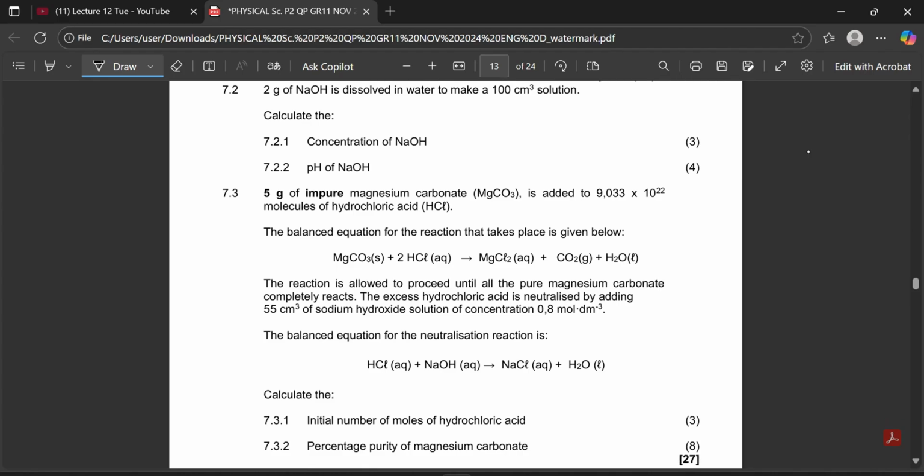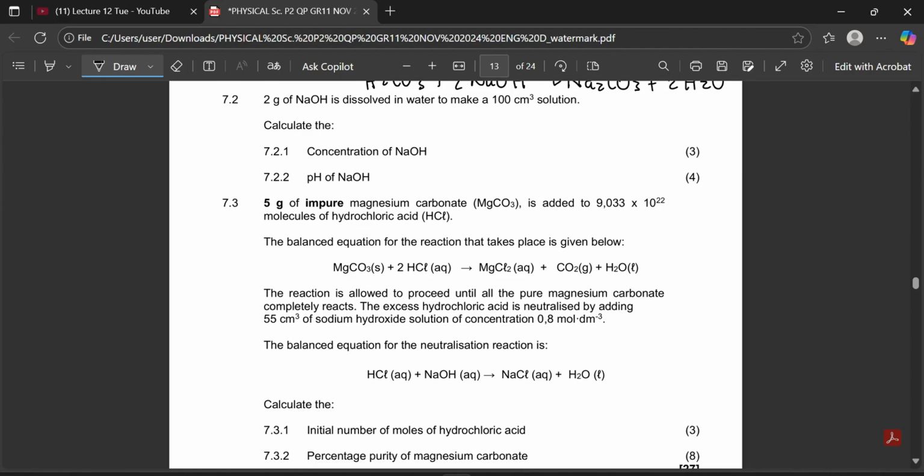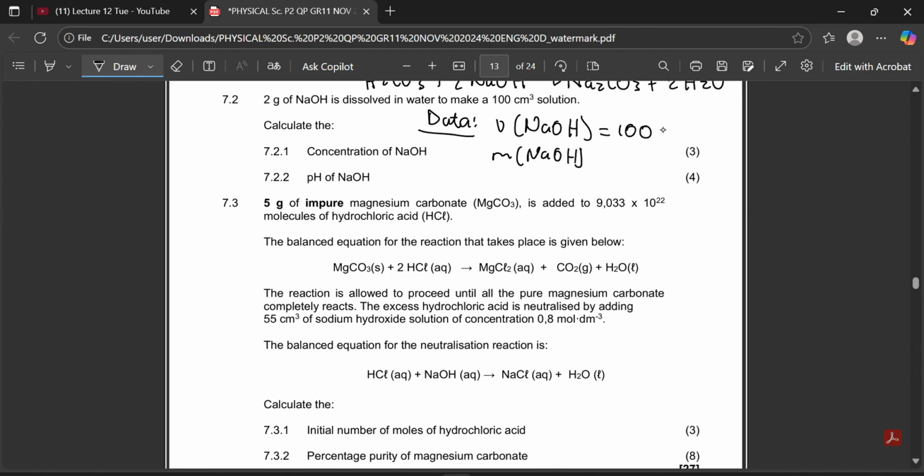Now, they then say to me, 2 grams of sodium hydroxide is dissolved in water to make a 100 cubic centimeter solution. This is a part where you need to make sure that you collect your data. So what is our data? Our data in this case is that we have the mass of sodium hydroxide, which is 2 grams, and we have the volume as 100 cubic centimeters.